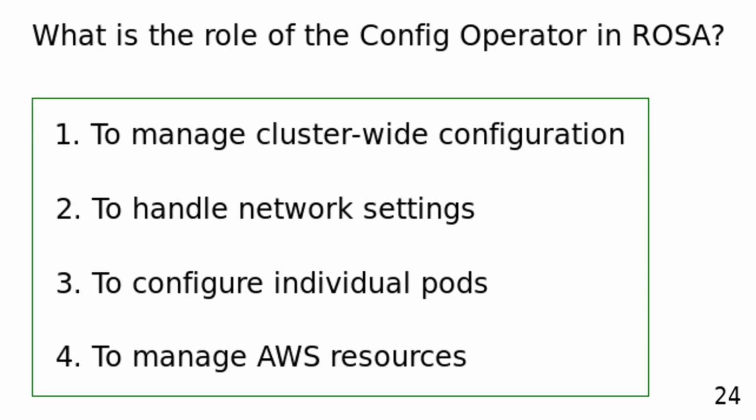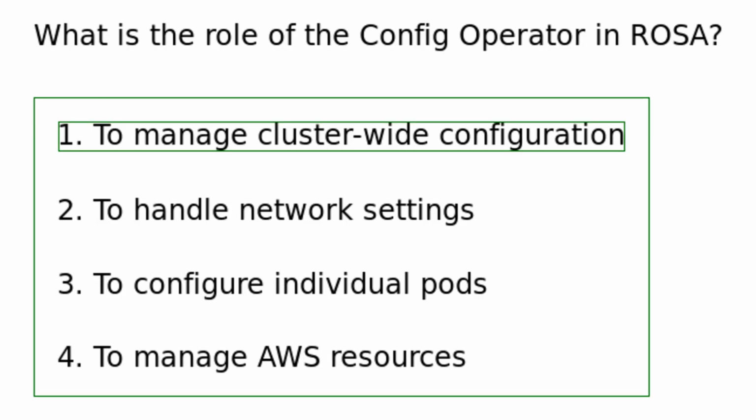What is the role of the config operator in ROSA? To manage cluster-wide configuration. To handle network settings. To configure individual pods. To manage AWS resources. The config operator in ROSA manages cluster-wide configuration, ensuring consistent settings.